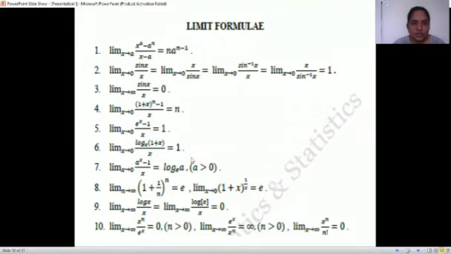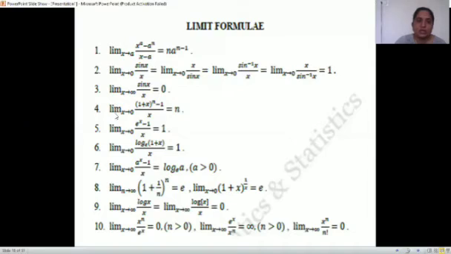Next, some limit formulae. Limit x tends to a, x raised to n minus a raised to n upon x minus a is n into a raised to n minus 1. These are some standard limits. Limit x tends to 0 of sin x upon x, or x upon sin x, or sin inverse x upon x, or x upon sin inverse x, all these values are 1. Limit x tends to 0 of sin x upon x is 1, but if we take the limit as x tends to infinity, then the limit becomes 0.